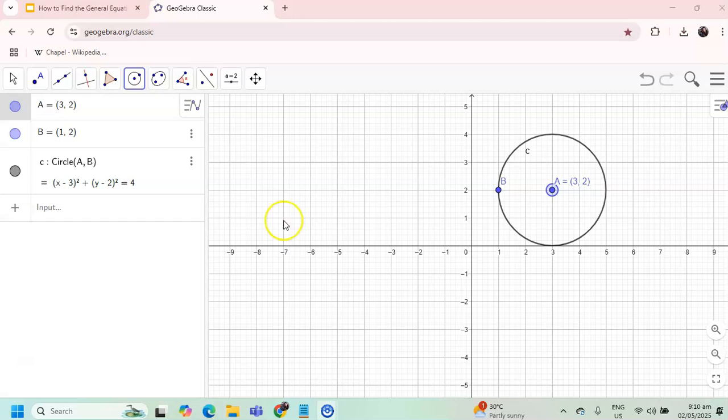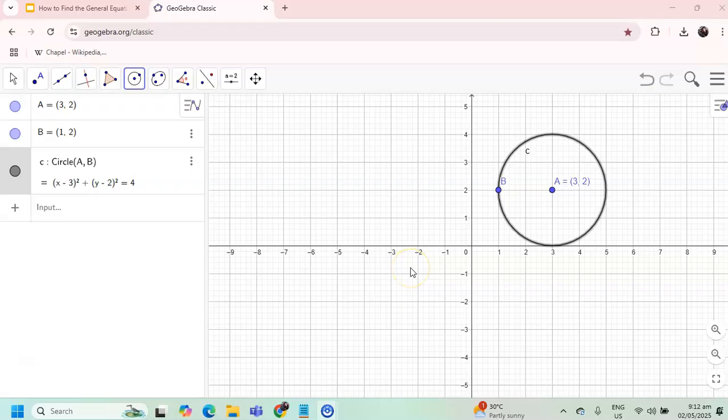Did you notice a new component in the algebra pane? What did you observe? Yes, there is an equation representing the graph of the circle. Initially, this equation is given in its standard form: (x - h)^2 + (y - k)^2 = r^2. Substituting the center (h, k), which is (3, 2), and radius r equal to 2, so 2 squared is 4. So we now have (x - 3)^2 + (y - 2)^2 = 4.